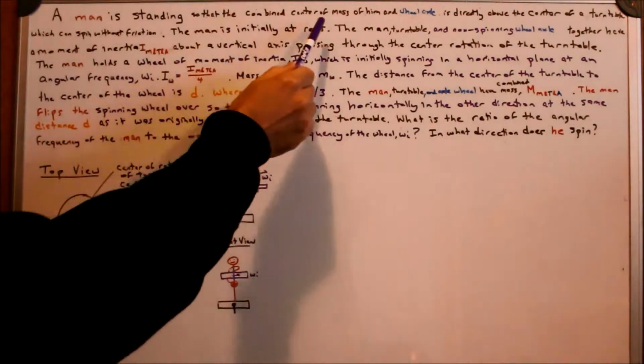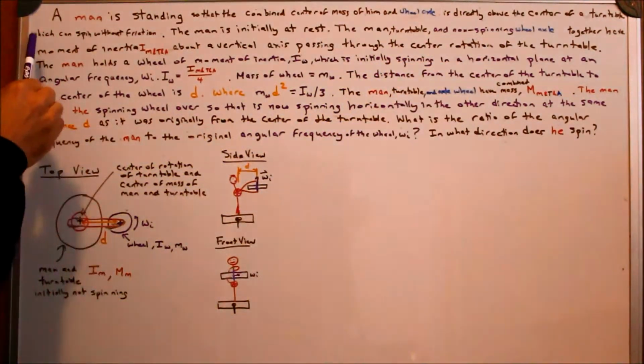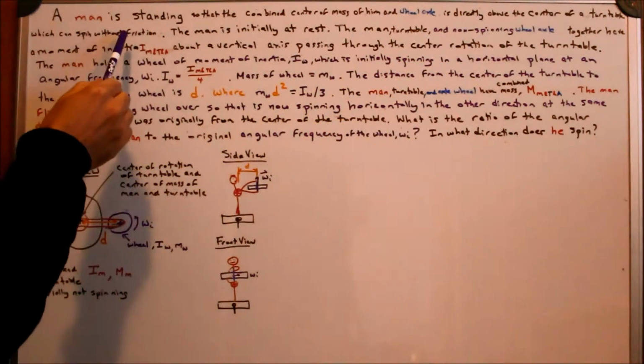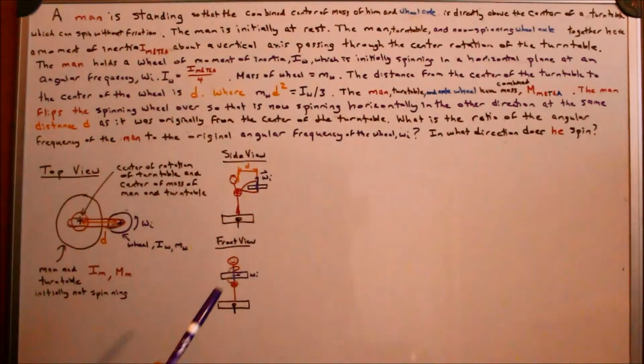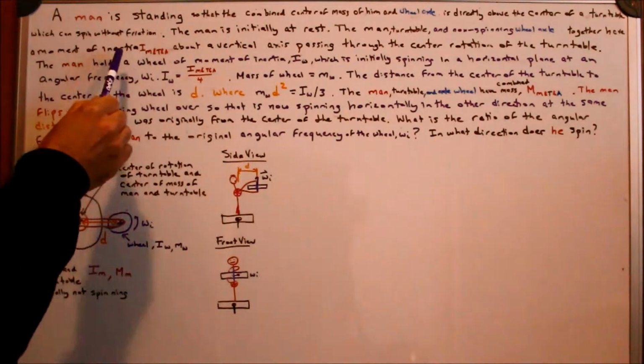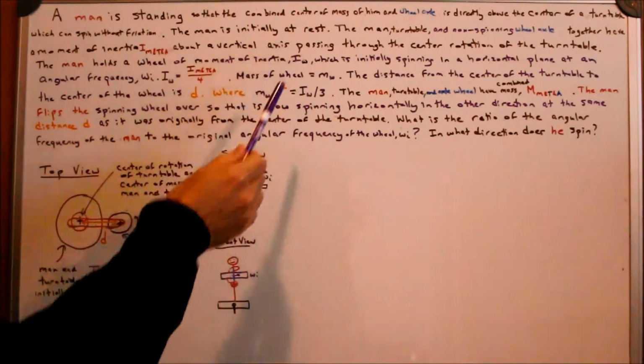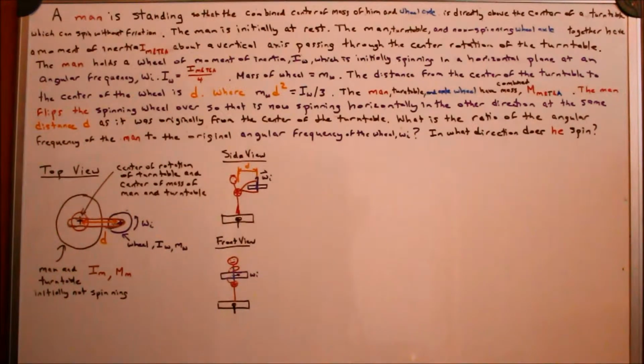A man is standing so the combined center of mass of him and a wheel axle are directly above the center line of a turntable which can spin around without friction. The man is initially at rest. The man, turntable, and non-spinning wheel axle together have a moment of inertia I_MTA about the vertical axis passing through the center of rotation of the turntable.